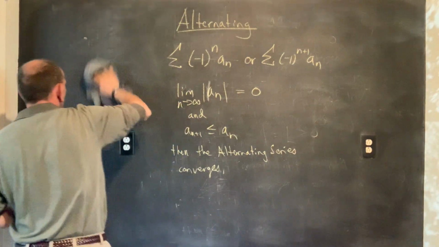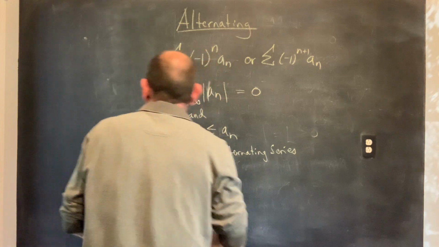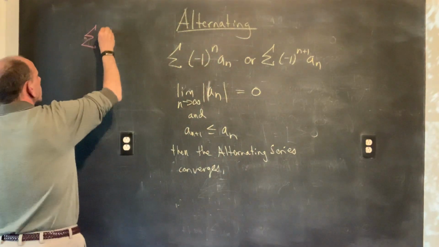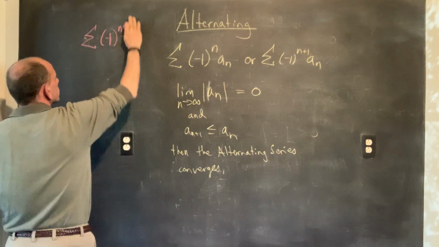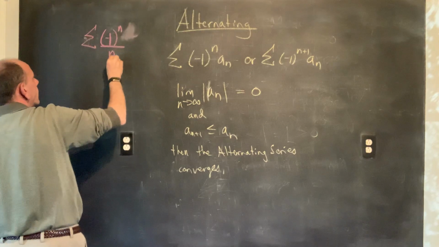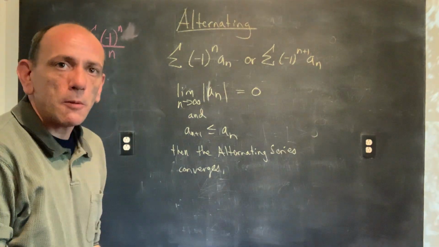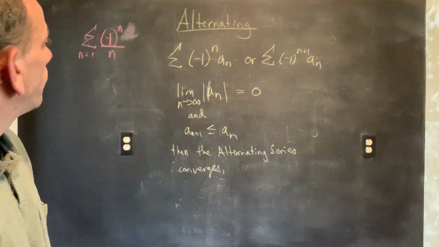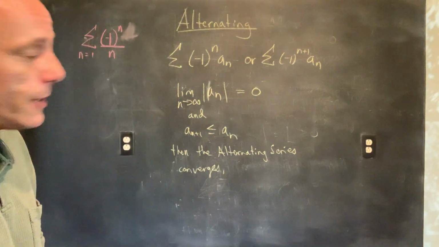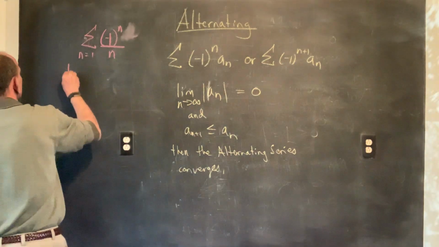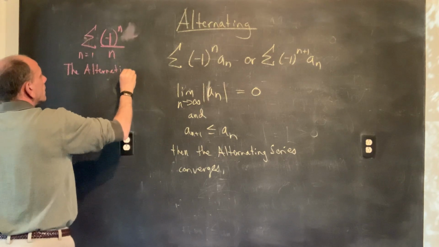Now let's look at an important example. How about the series -1 to the n, 1 over n? How about that guy? That's got a name. It's very, very important. It's very similar to something we've already looked at quite a bit. This is the alternating harmonic series.